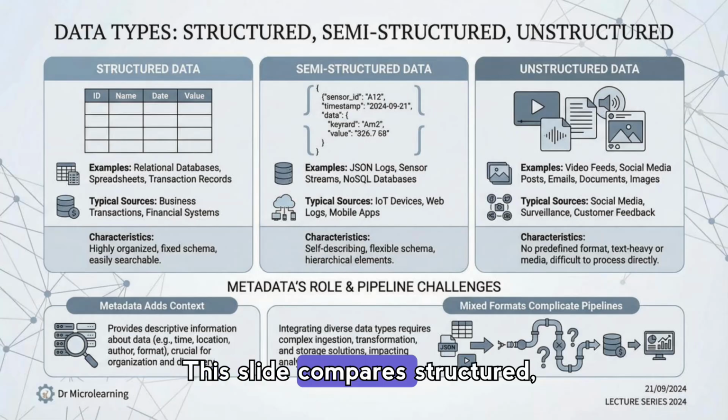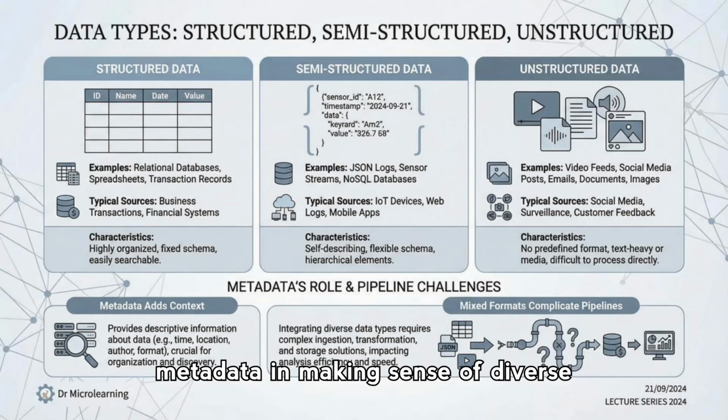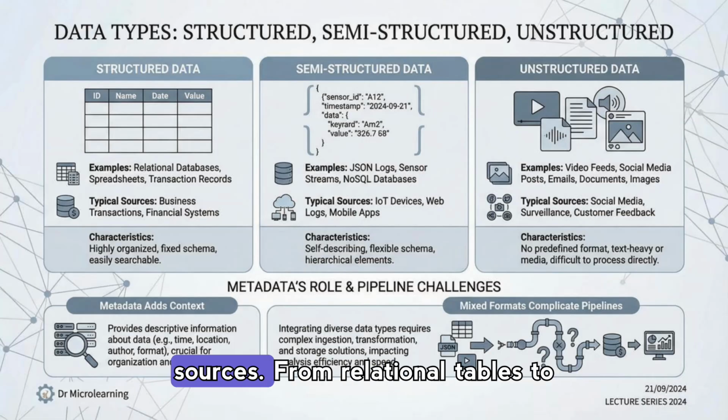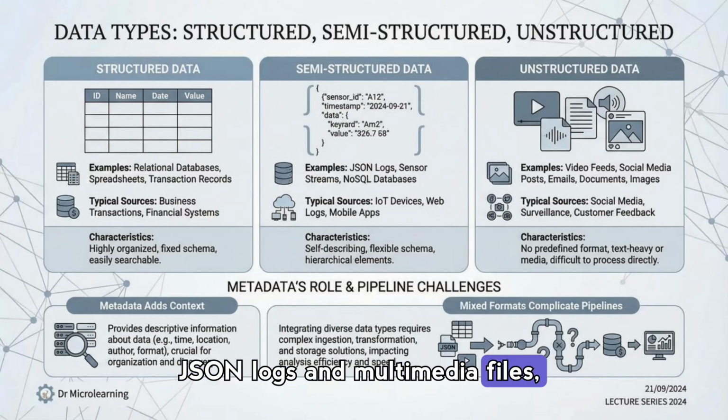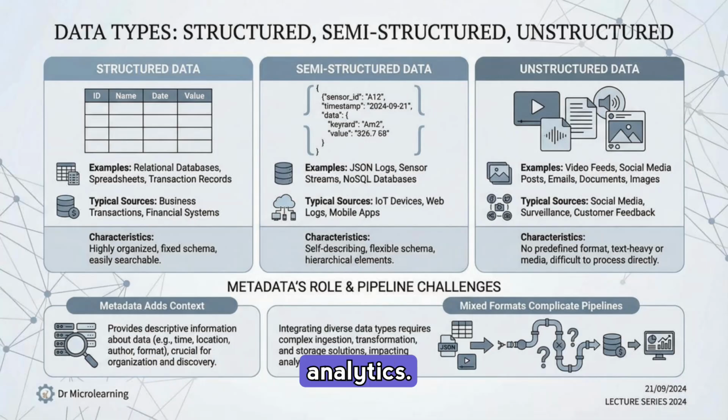This slide compares structured, semi-structured, and unstructured data and highlights the role of metadata in making sense of diverse sources. From relational tables to JSON logs and multimedia files, integrating these types adds complexity to ingestion and processing pipelines, and the diagram shows how metadata helps provide context, while mixed formats can complicate downstream analytics.